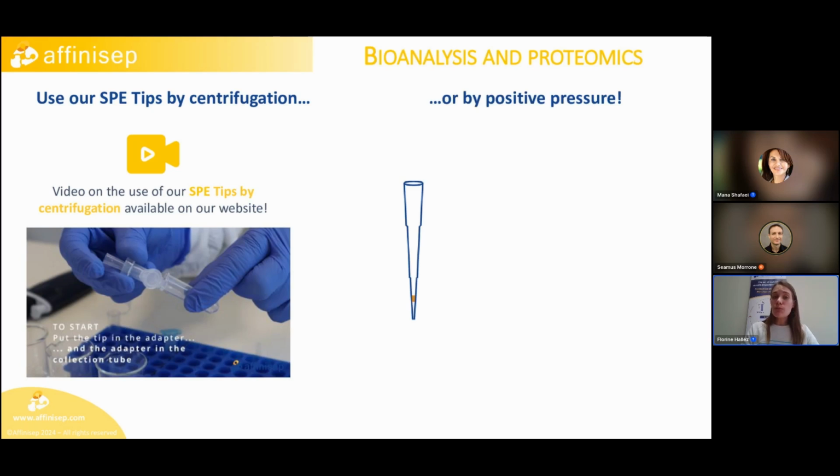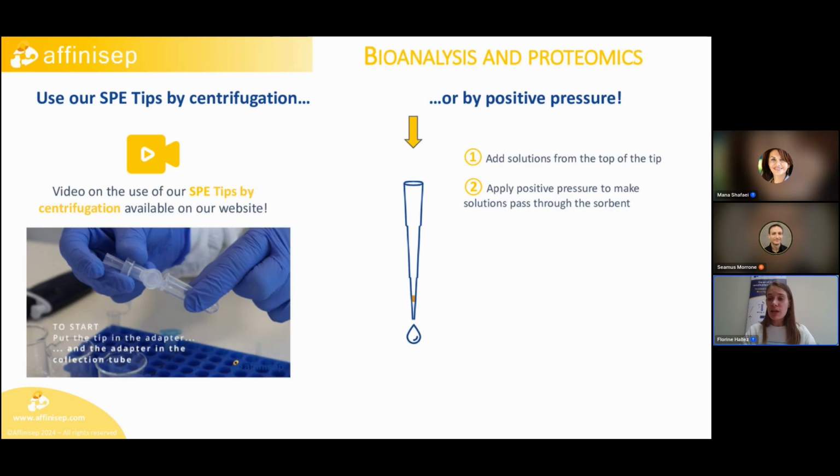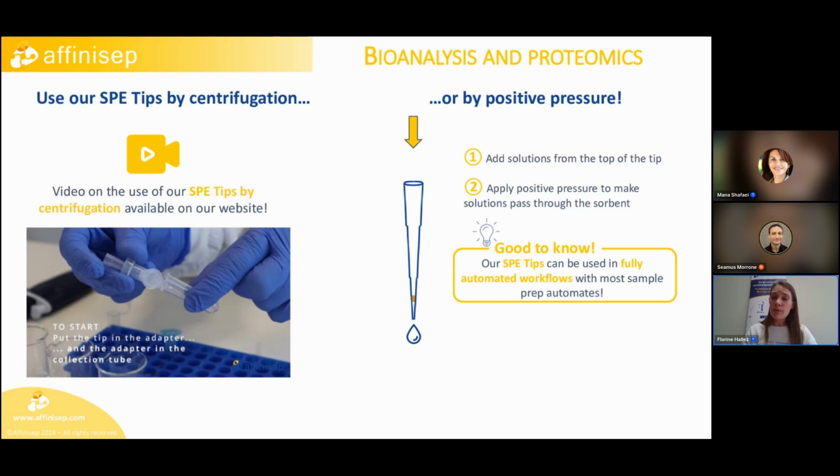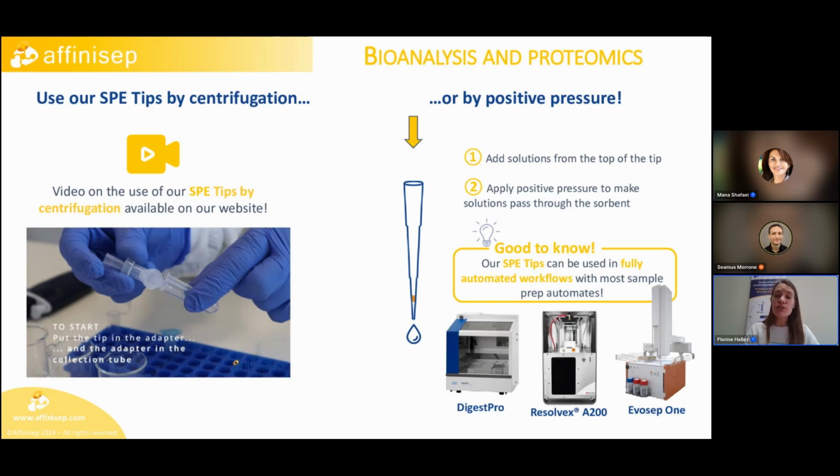But our tips can also be used by positive pressure. And in this case, you just have to load the solution from the top of the tip, and then you apply pressure to make the solution go through the sorbent, and you recover your purified sample. And this method of use makes our tips compatible with most sample preparation automates for fully automated workflows, like for instance, with the Digest Pro, the Resolve X800, or the Evosep One.